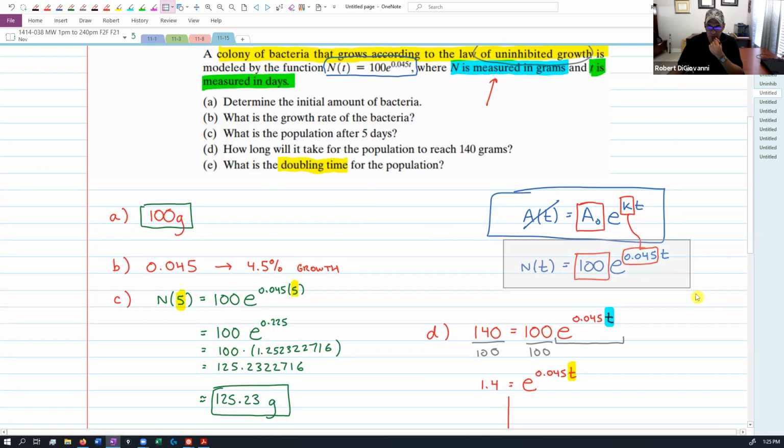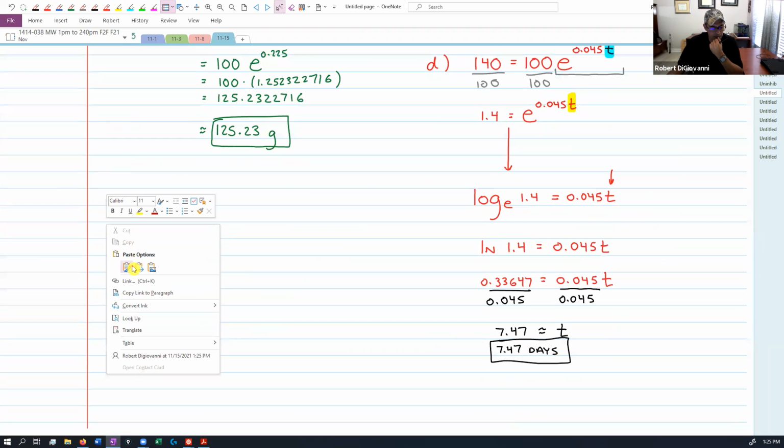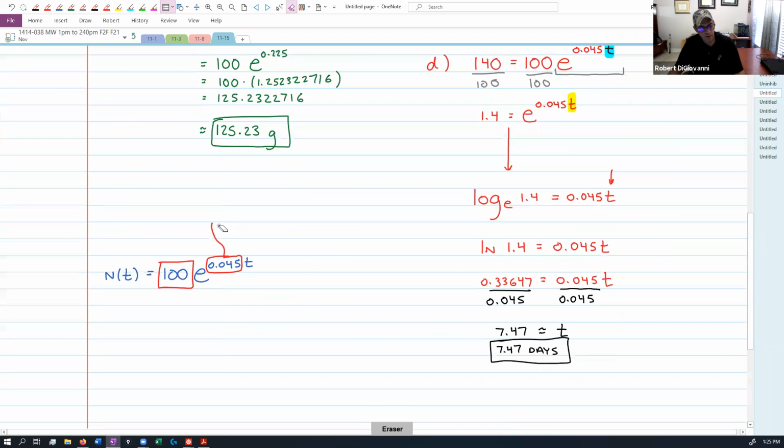We have this master formula right here. We can use this formula any way we need to. And on part E, they're asking for the doubling time.